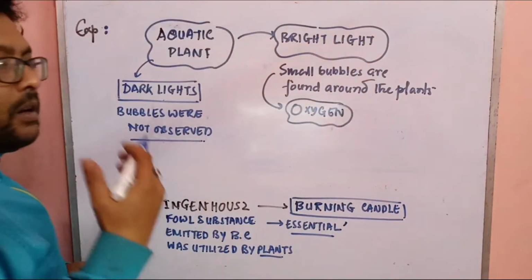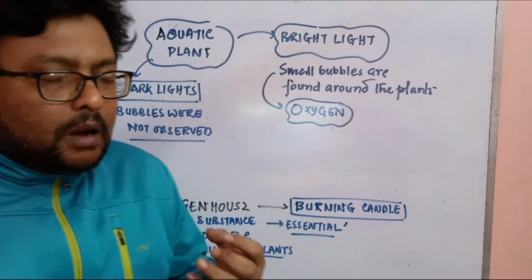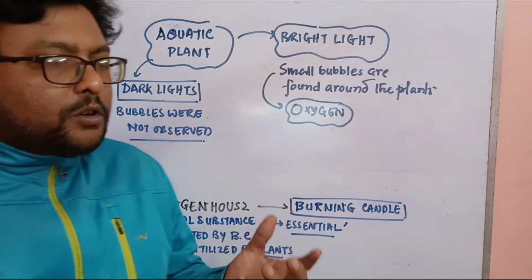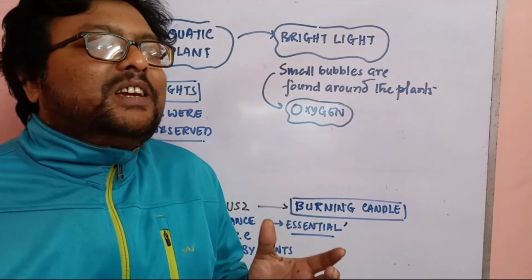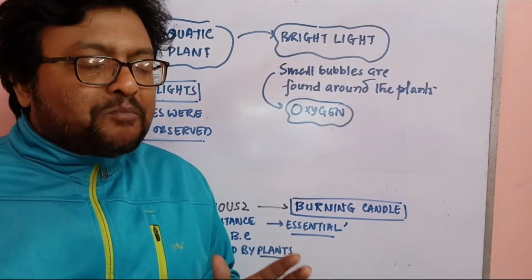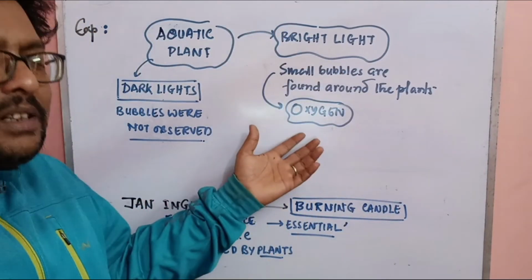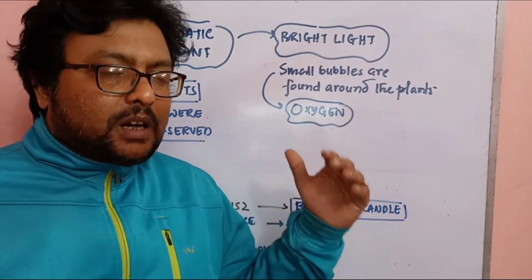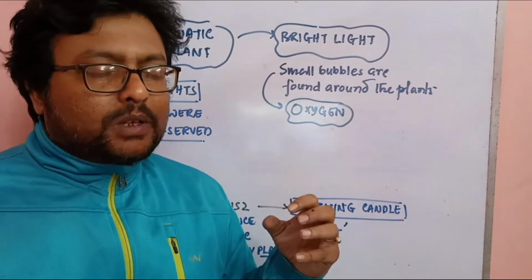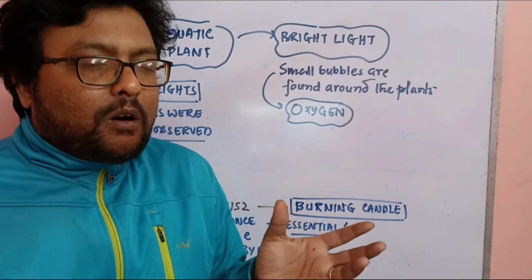So in bright light, or in presence of light, the plant performs photosynthesis, and if we look at the chemical reaction of photosynthesis, then we'll find that oxygen is given out during this process. So this experiment proves, and not only this experiment but the experiment that we discussed earlier as well, that photosynthesis helps in release of oxygen.